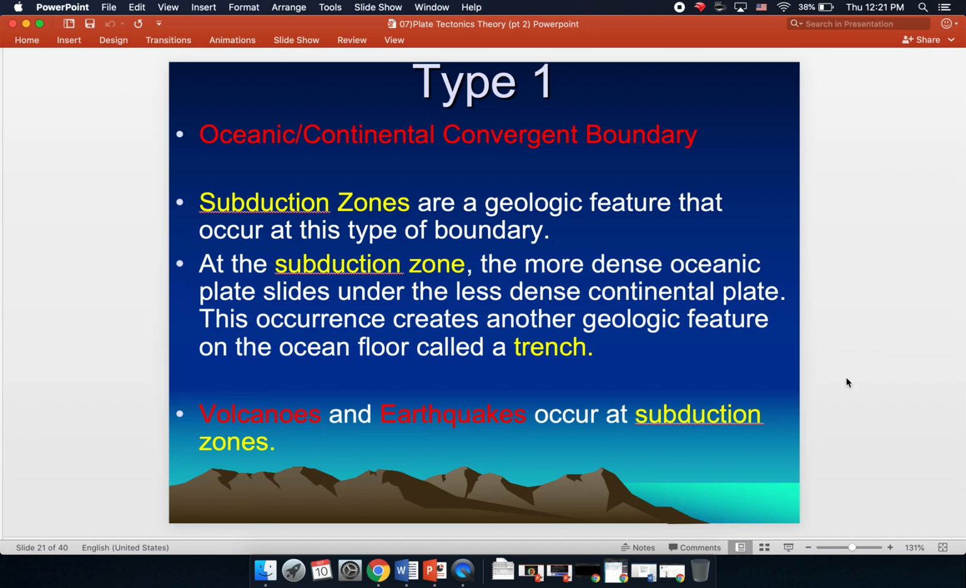We're going to see pictures of a subduction zone and a trench in coming slides. Also, it's important to note volcanoes and earthquakes occur at subduction zones. So geologic features associated with oceanic continental convergence are subduction zones, an ocean trench, volcanoes, and earthquakes.